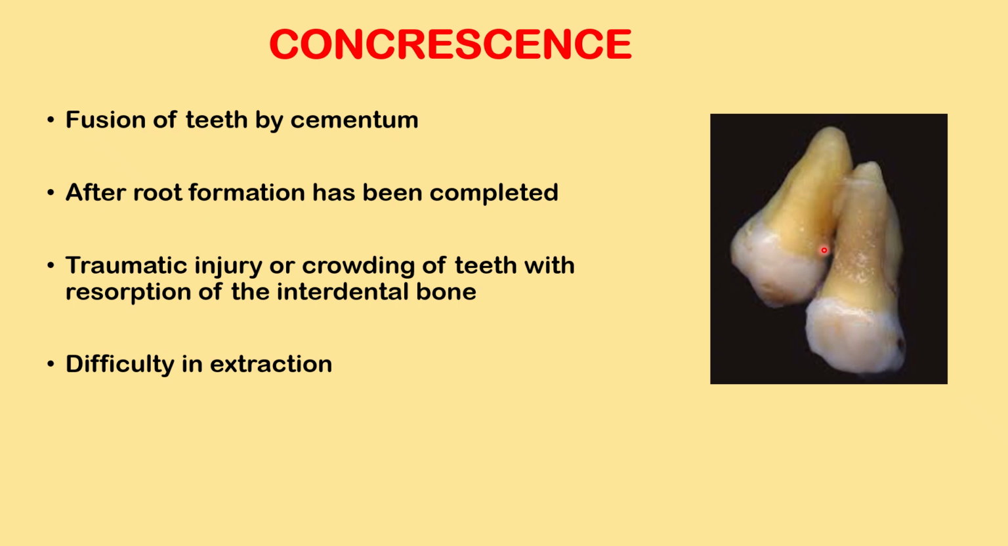Now coming to concrescence. Concrescence is when two teeth become joined together by their cementum, usually after completion of root formation. This often happens during trauma or crowding, which can cause the bone between the two teeth to resorb, allowing the roots to come into contact. So this concrescence is often difficult to extract.